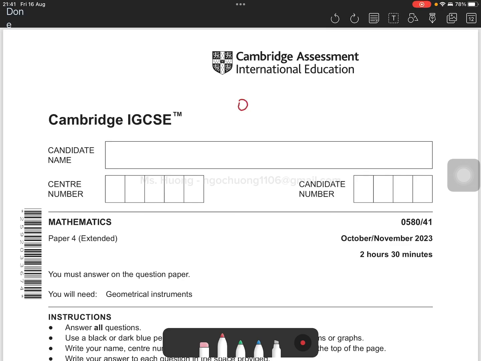Hi everyone, today I'll solve the questions in the past paper IGCSE Mathematics 0580 in October-November 2023, and this is question paper 41.